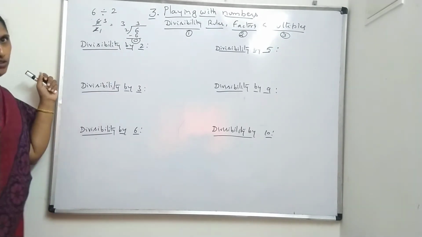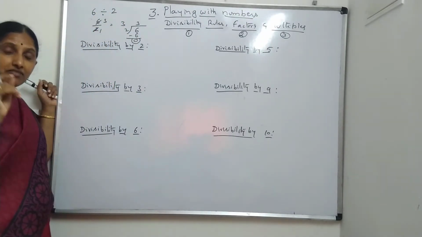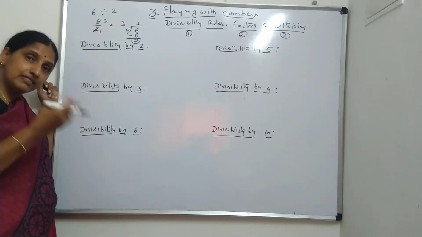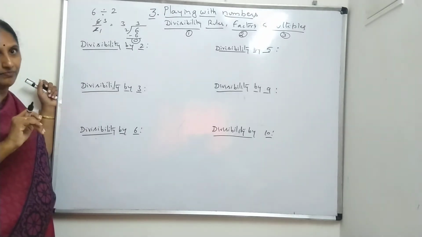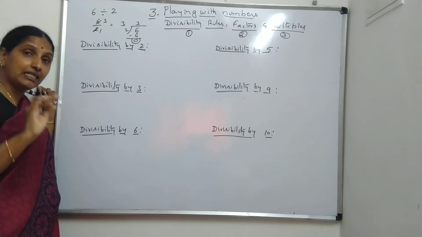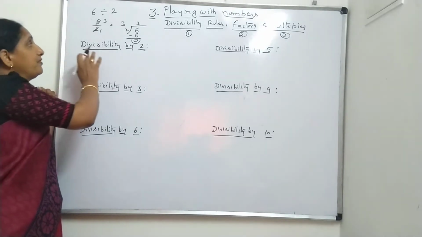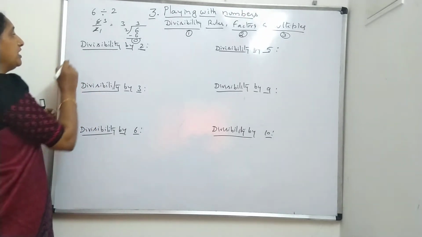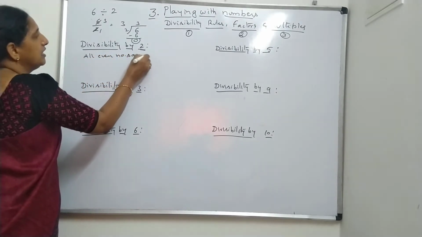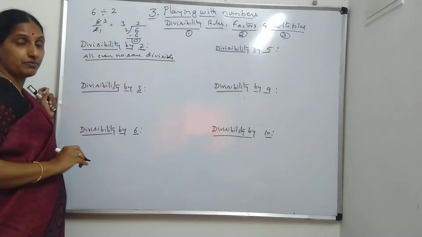Now divisibility by 2. Instead of going by the long division method or short division method, we have some rules. Very easy rules to understand whether a given number is divisible by the other number or not. So now divisibility by 2. If any number is given, whether that number is divisible by 2 or not is what we are going to frame the rule for here. The rule here is that all even numbers are divisible by 2.